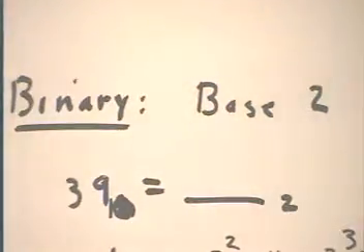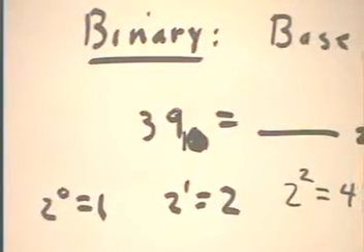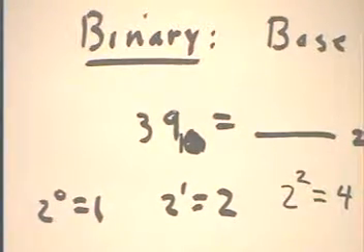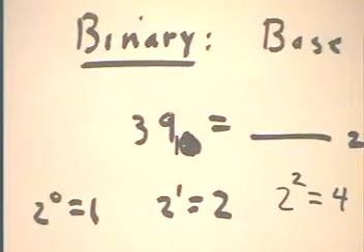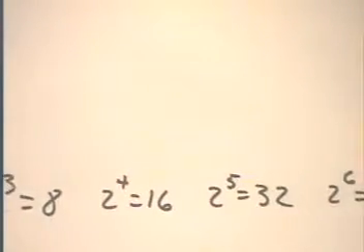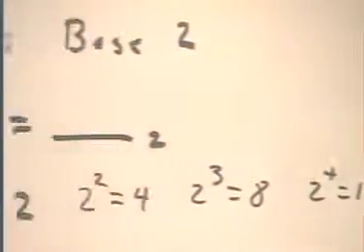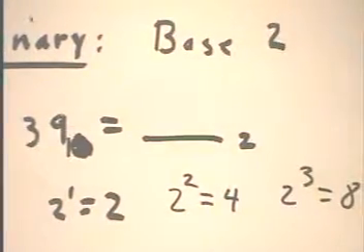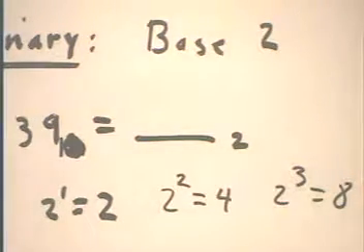The first thing we do when we're converting to a base is we figure out all the powers of that base. 2 to the 0 is 1, 2 to the 1 is 2, 2 squared is 4, 2 to the 3rd is 8, 2 to the 4th is 16, 2 to the 5th is 32, 2 to the 6th is 64. We're trying to make up 39. We don't need the 64, but we will need the 32.